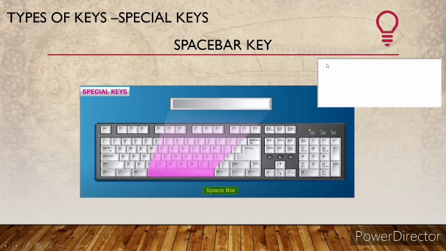Now let me type grade 1. Okay, so grade 1. Now I want to give a space after this E. For that I have to press the space bar key. I'm giving a space and I'm typing now grade 1. So like this, if we want to give spaces between letters and words, then we can use the space bar key. Now we all understood the use of the space bar key, isn't it?